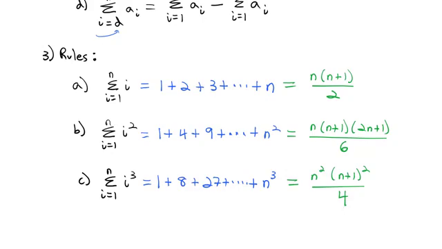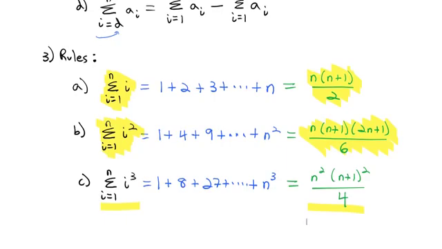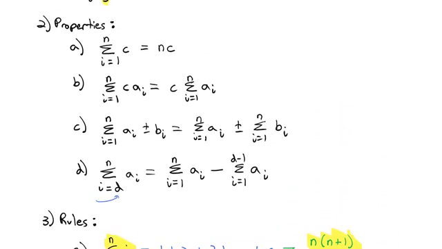So these are some formulas that you might want to know. The sum of the i's is n times (n plus 1) over 2. The sum of the i squareds is n times (n plus 1) times (2n plus 1) over 6. We won't use i cubed as much, but it's there. I won't make you memorize that one. But the i and the i squared you should know. And also how to use them with the properties.